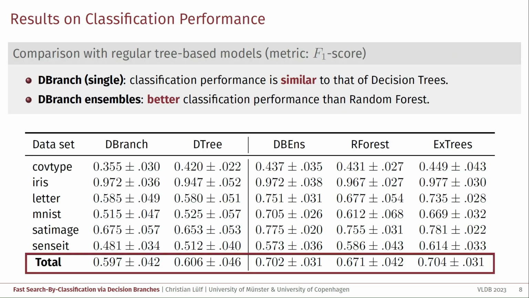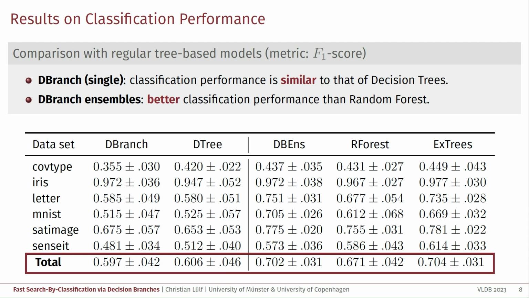In our experiments, we proved 2 hypotheses. First of all, our decision branch models can compete with traditional tree-based machine learning models like decision trees and random forest in terms of classification performance. Secondly, our models require just a fraction of the query time of scan-based approaches because of the utilized index structures.